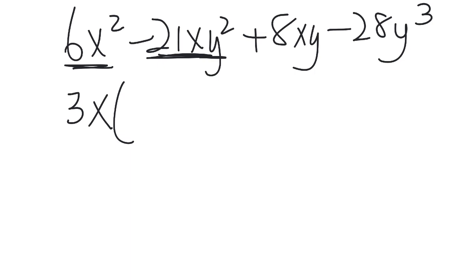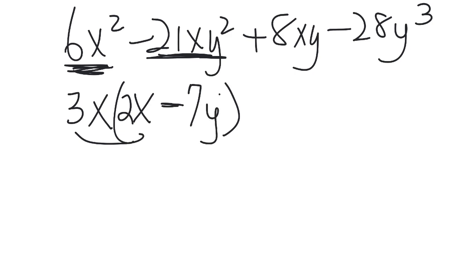And then what am I left over with? I'm left over with a 2x, excuse me. So 2x times 3x gives you 6x squared. And then I've got a minus sign. And then I've got 3x times what will give us negative 21xy squared? I need a 7 for the 21. And then I need the y squared that I didn't take out.